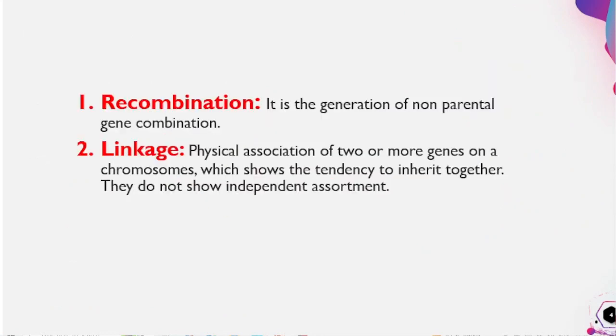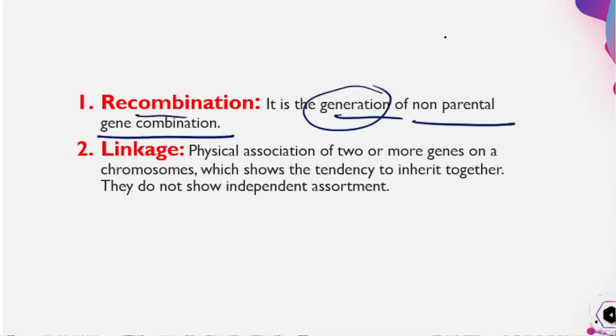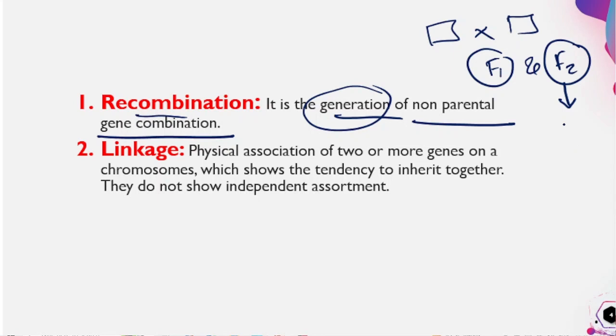Okay, so now let us try to understand the meaning of recombination and linkage. If you just see, recombination is the generation of non-parental gene combinations. When you combine these two Drosophila, you get the F1 generation as well as the F2 generation. In your F2 generation, you can observe some non-parental characters. That is, characters that are not present in the parents. If you get such a character, it is called recombination.